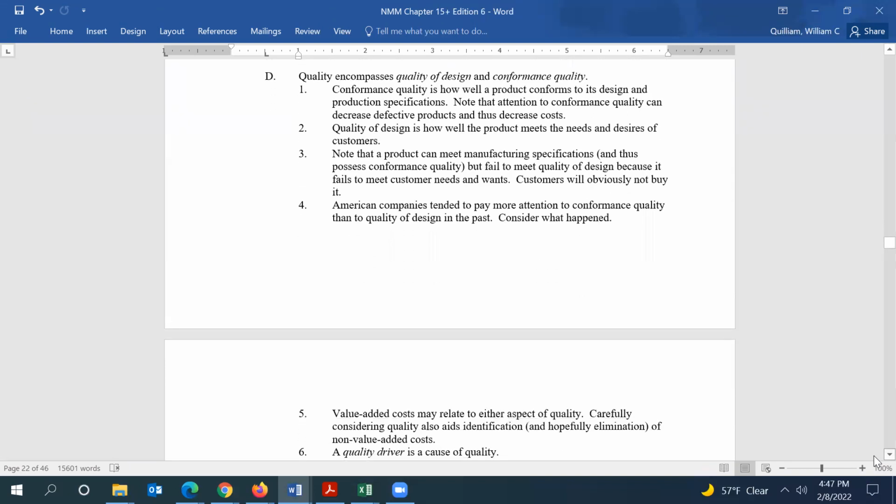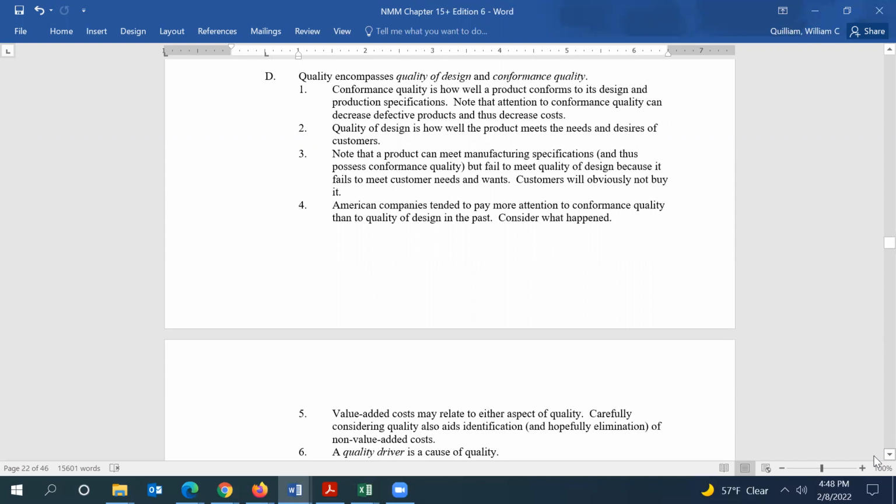Earlier I alluded to that quality might mean that something is built better, or it might mean that customers perceive it as being better. So quality encompasses both those things: quality of design and conformance quality. Let's see what those are.